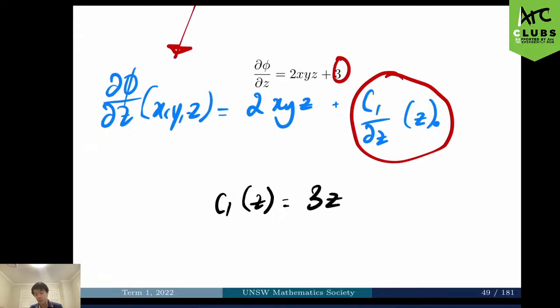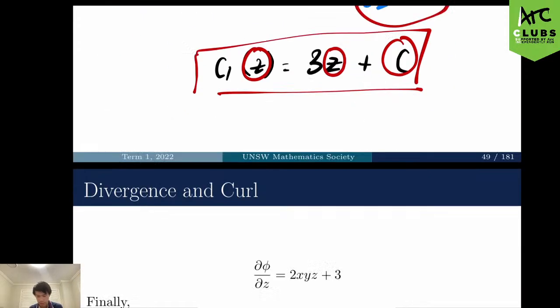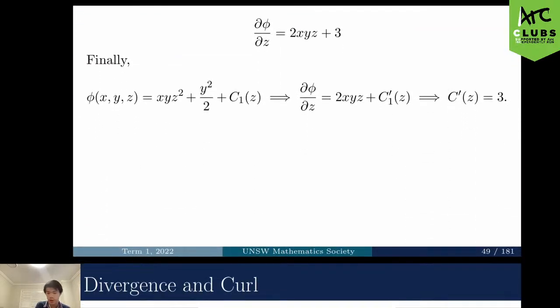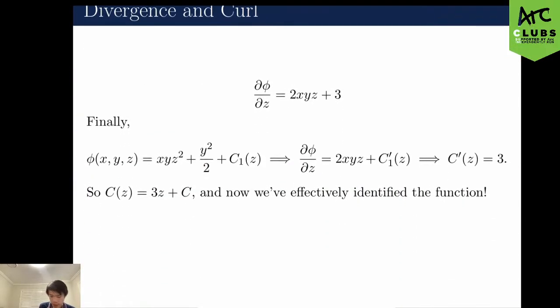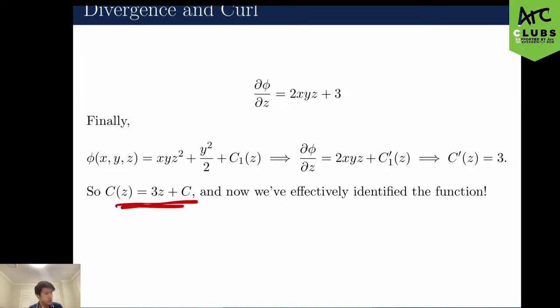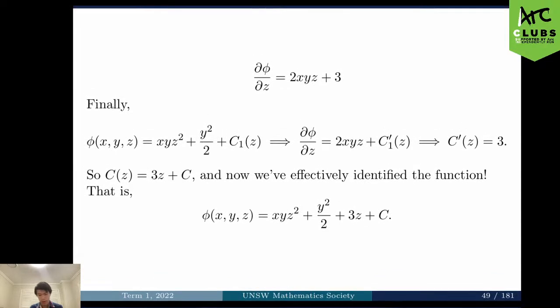And this time we do have a constant, but it's finally a constant that's free of any other variables, because there are no variables left, right? So we're basically done, right? Let's see all this, we equate again. And then finally, c(z) equals 3z plus c, and so we've identified this function. Cool. So now we've got this.